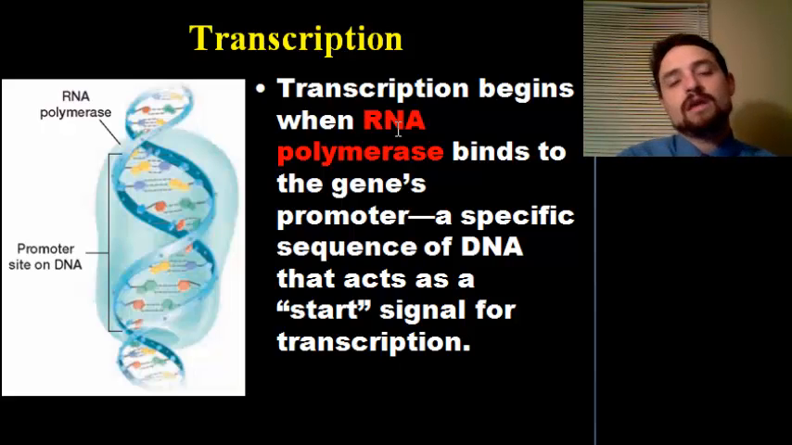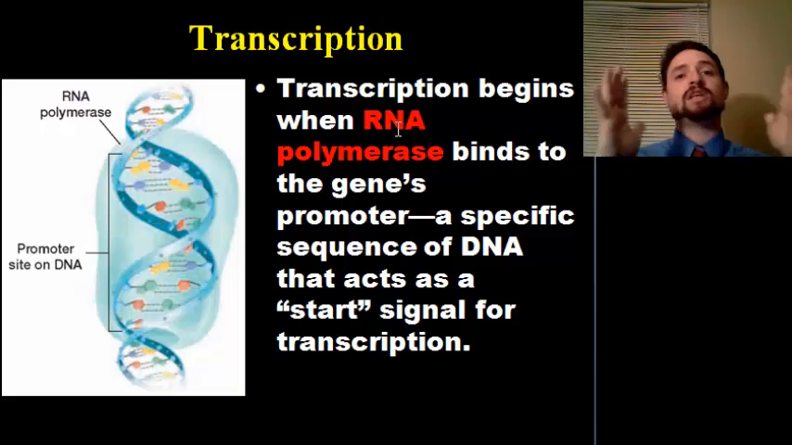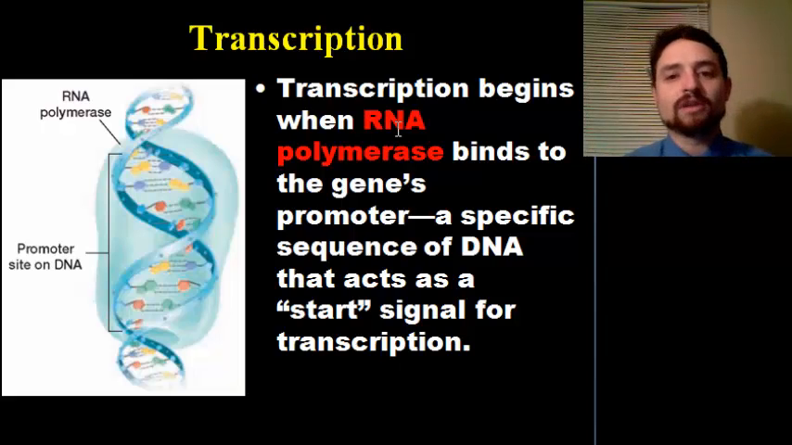In DNA, genes also have promoters. It gets RNA polymerase's attention and says, hey, there's a gene here that needs to make a protein. You need to bind here. So RNA polymerase will bind there, and this promoter acts as a start signal for transcription. That is the first step, and you can see that here. RNA polymerase is this blue bubble.